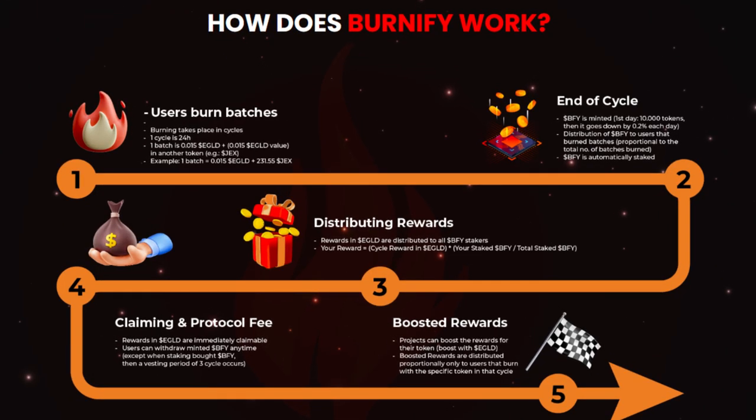Burnify works by enabling users to burn tokens in exchange for Burnify tokens, promoting scarcity and value. The process happens in cycles, where users send batches consisting of e-gold and other supported tokens to a smart contract. At the end of each cycle, Burnify tokens are minted and distributed proportionally to participants based on their contributions. Burned tokens are removed from circulation, and participants earn Burnify and e-gold rewards.